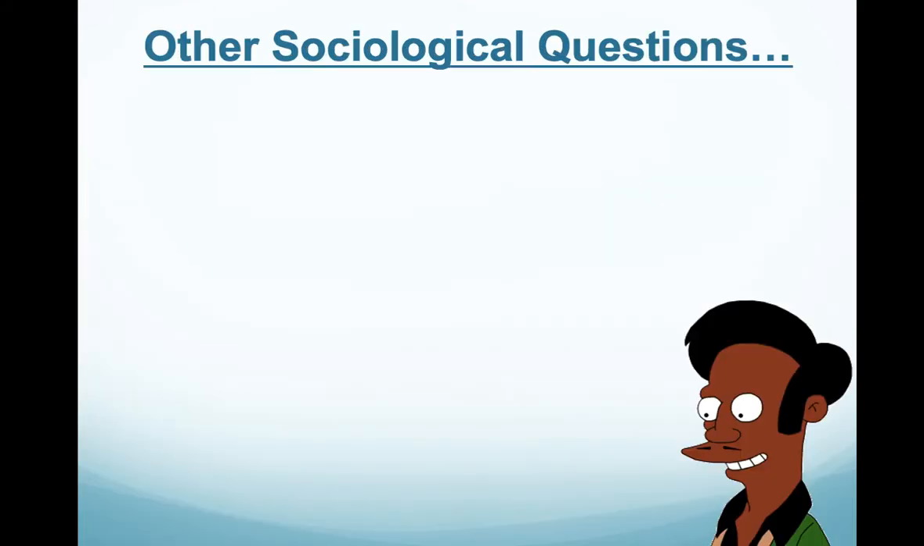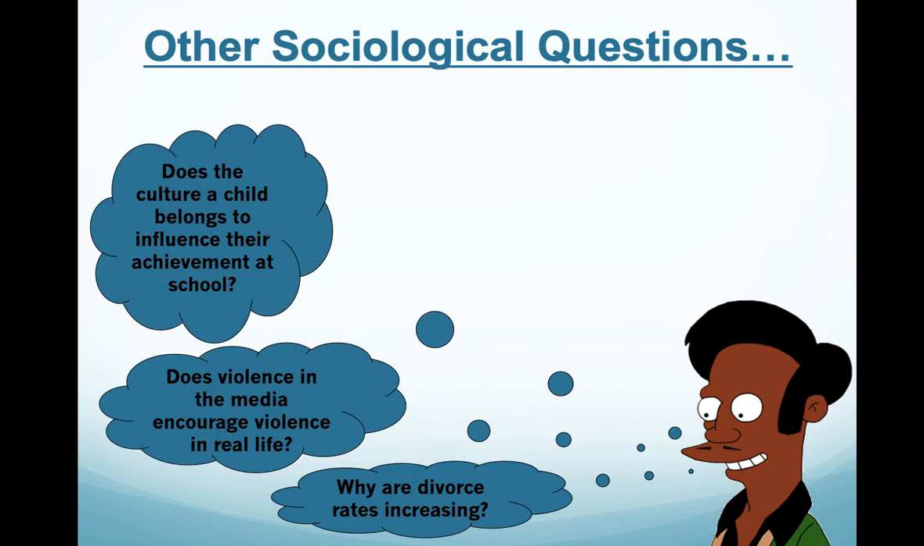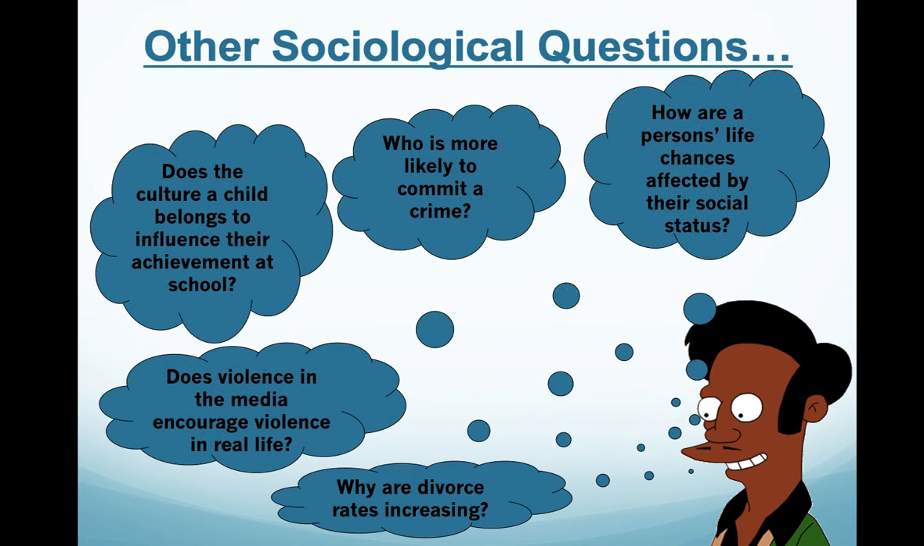Now, in terms of other sociological questions, these are some of the other sociological questions that we could possibly have. It can be something as personal as divorce, and it could be something as broad as who is more likely to commit a crime.